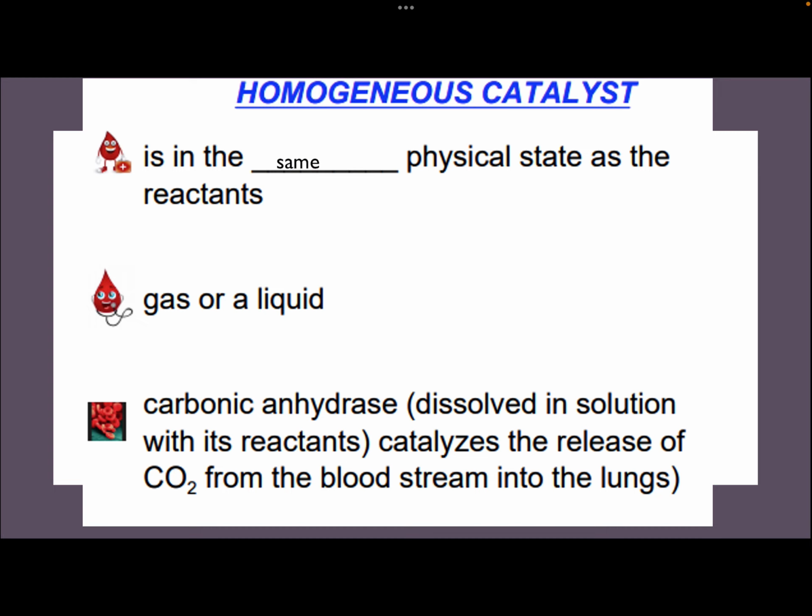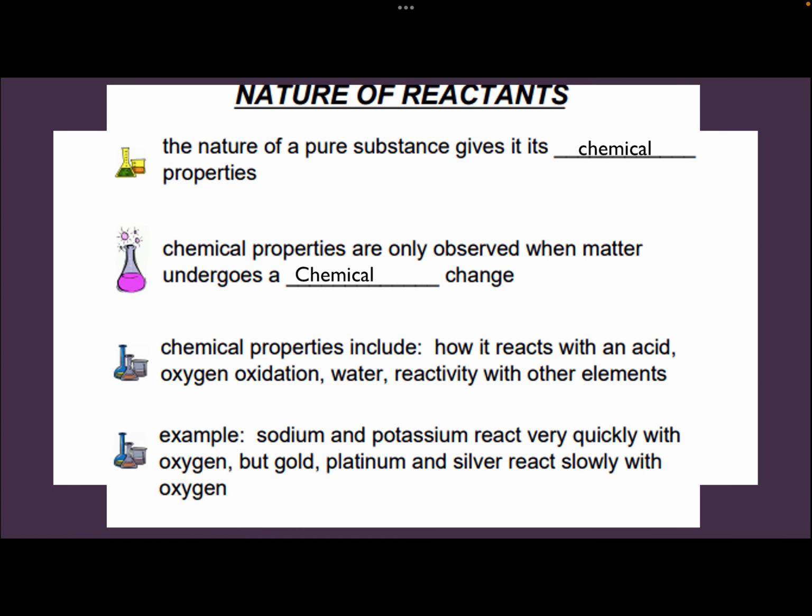So for example, carbonic anhydrase. This is a catalyst that releases CO2 from our bloodstream into our lungs. So there's different ways. We can either have heterogeneous or homogeneous catalysts, and it just depends on what state the reactants are in.